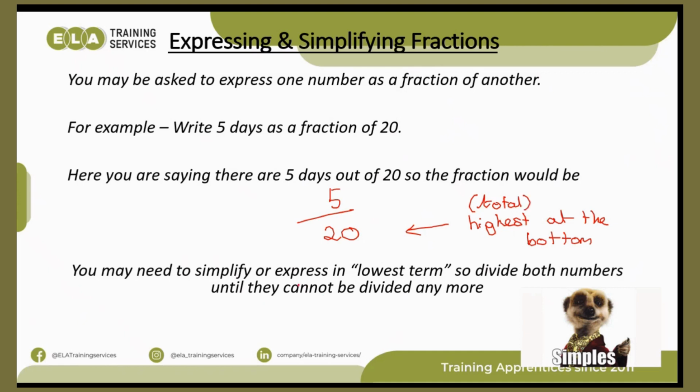You may need to simplify or express in its lowest terms, so divide both numbers until they cannot be divided anymore. So we've got 5 over 20. Now both numbers are in the 5 times table, so we can divide by 5. So 5 divided by 5 is 1. 20 divided by 5 is 4. So our simplest fraction is 1 over 4.